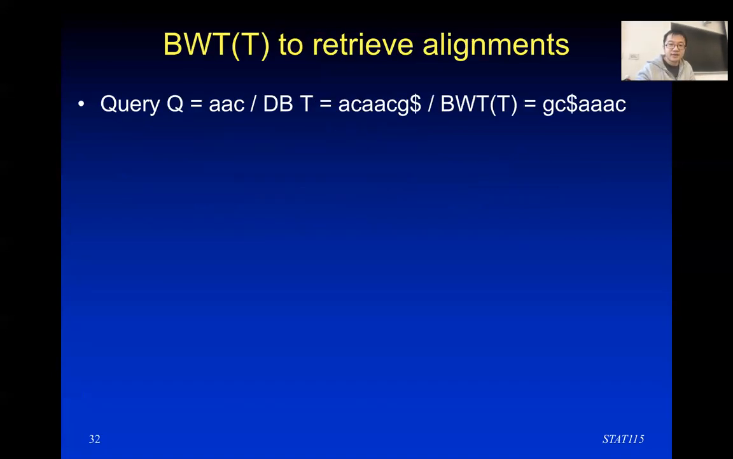Yeah. Now let's come to the interesting part, how to use the BWT to retrieve the coordinate of the query. For example, our query is AAC, and our reference genome is ACACG. After BWT transform, it looks like this.